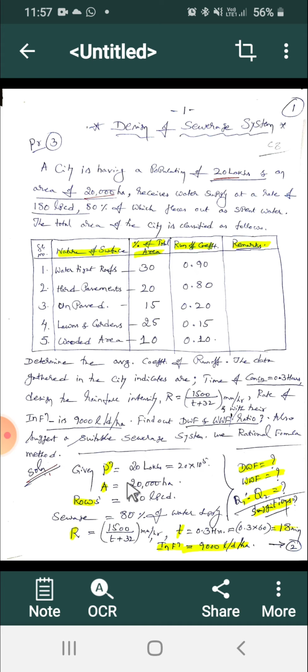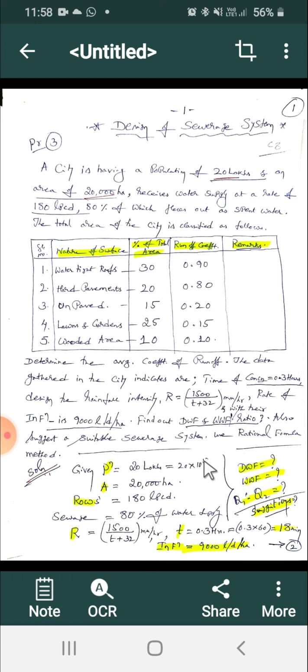See, now let us start with this one. Solution. Solution means what? Population is equal to how much? Area is equal to how much? Sewage is equal to 80% of the water supply. They are given. Rate of water supply, how much? 180 LPCD. Then R is equal to this value. Now you have to solve one by one by using first case, second case, third case, like this. So now R is equal to 1500 divided by T plus 32.